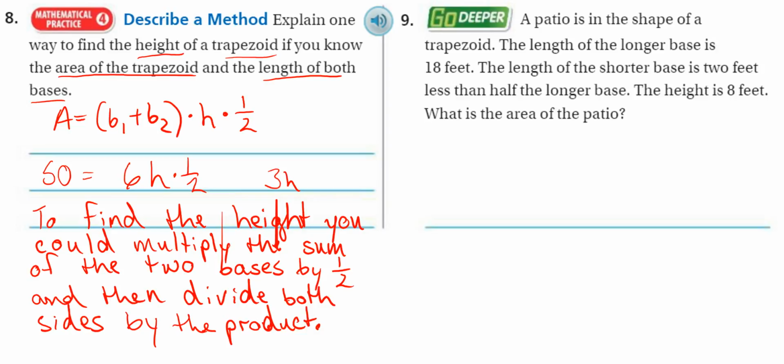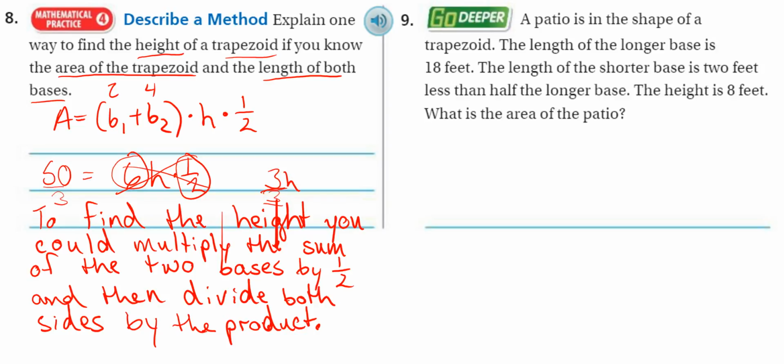So what that means in real language: I got the sum of the two bases, and remember for my example I just used 2 and 4. I said, well, let's just pretend I do have a trapezoid. So I took the sum, 2 plus 4. I multiplied that by 1/2 to get 3. And that would leave me with just 3h. And then if I divide both sides by the product, meaning the answer to this multiplication problem that I did, 6 times 1/2, which was 3, if I then divide both sides by that same product, I will be left with the h and find out what the height is.